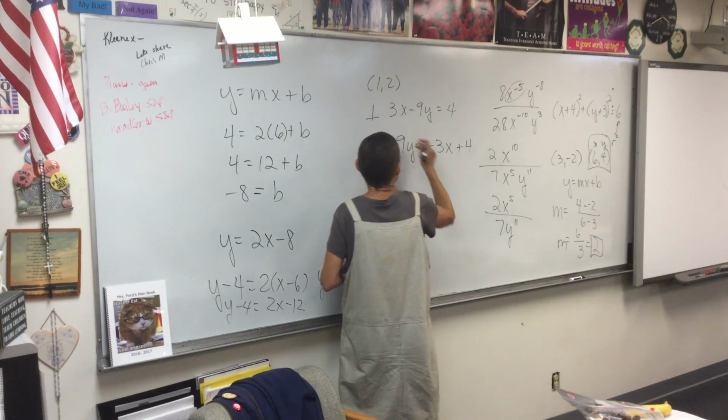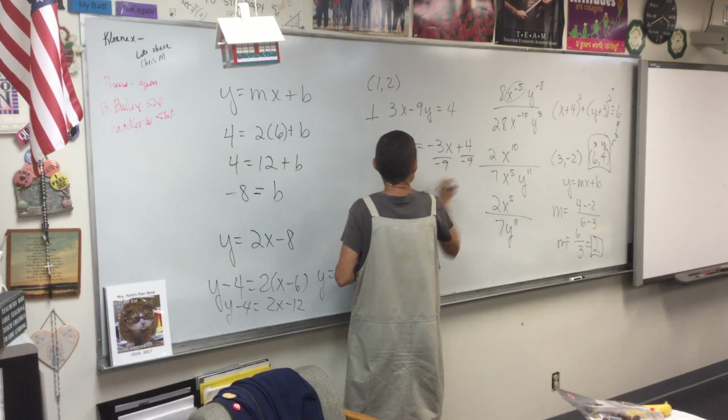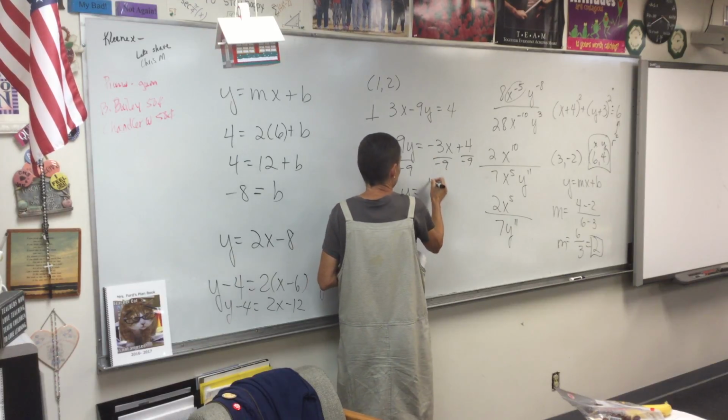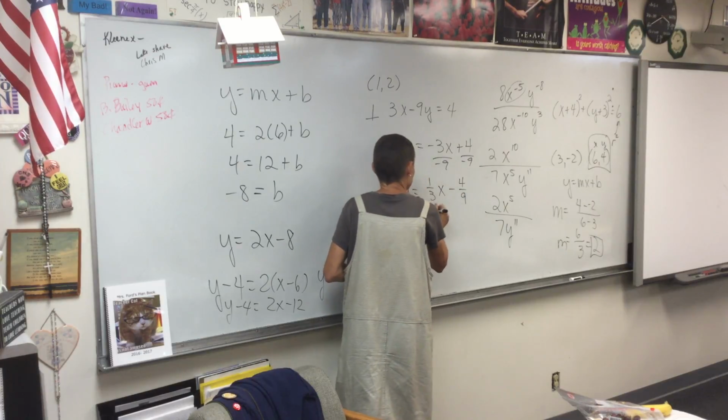So I'll get y by itself, I'll move the 3x over and I'll divide by -9. So what is the slope of my given line? This line right here, what's the slope of it? 3 or 1/3. 1/3 is the slope.